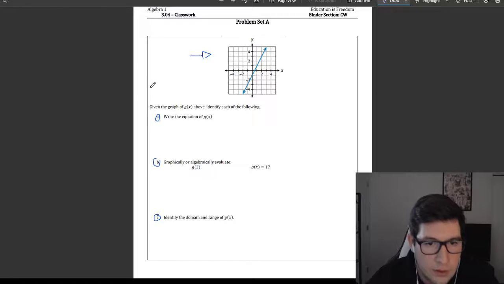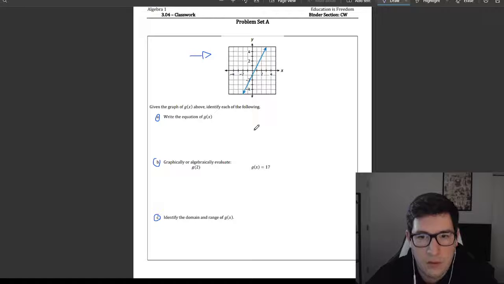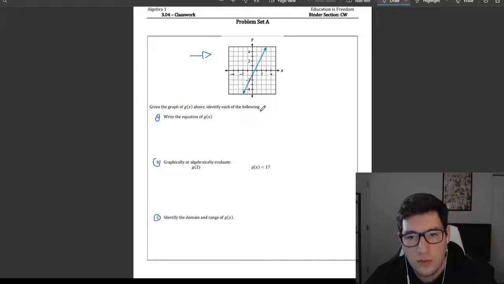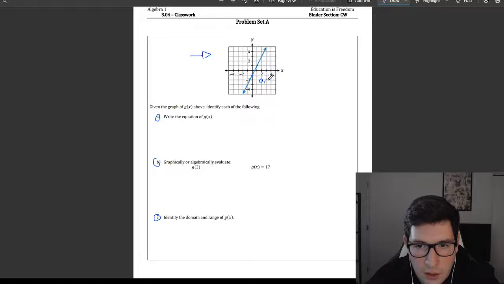All right, so in part A, we're told, write the equation of g of x. Well, perfect. I know from up above that I have a few ways to do this, and from the past few weeks, we have multiple ways to do this. I'm given a line. I'm going to pick 2 points that suit my interests. So I'm going to pick a point right here, and I'm going to pick this point right here. So down here, we're going to have 0, -1. And up here, we're going to have 1, 1.